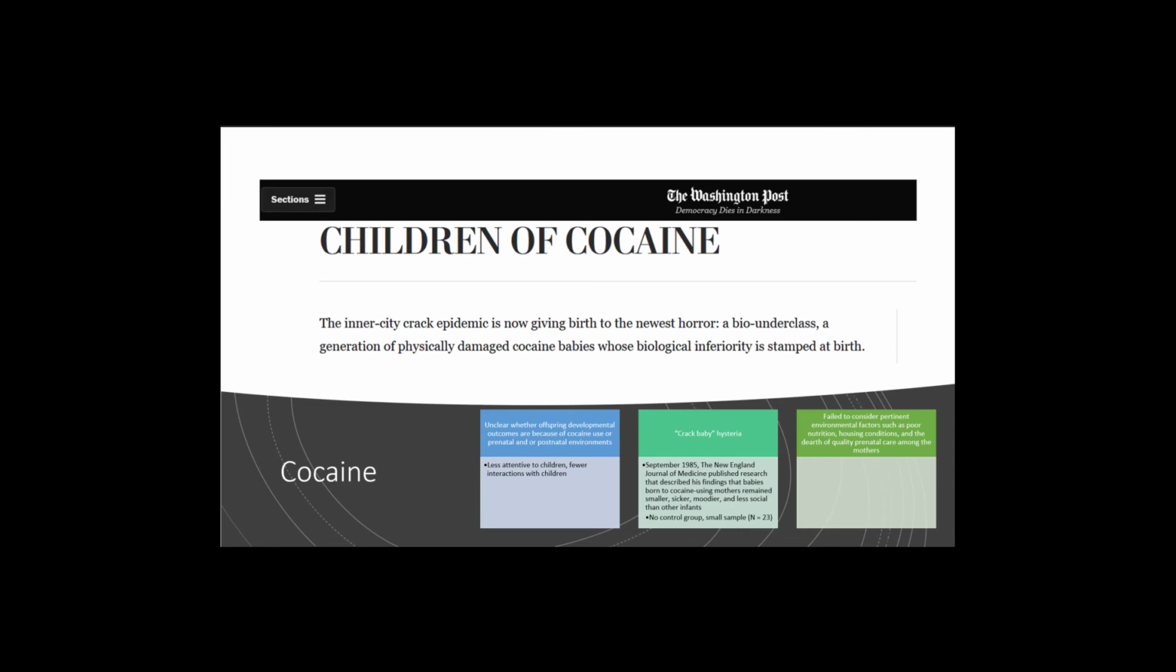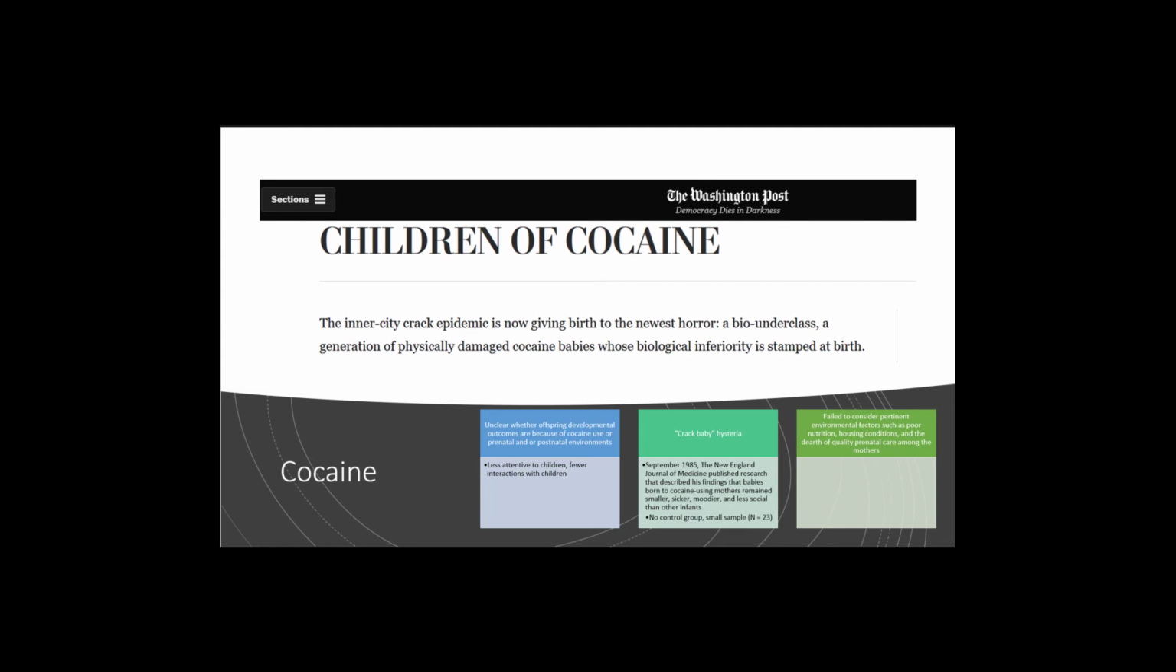Crack baby hysteria. In September 1985, the New England Journal of Medicine published research that described findings that babies born to cocaine using mothers remained smaller, sicker, moodier, and less social. The big issue with this is that there was no control group. They didn't have a control group of mothers who had experienced similar stresses, aka similar ACEs, but did not use cocaine. That's a problem with trying to make a conclusion about the impact of cocaine use during pregnancy. And it was a small sample with an N of only 23.